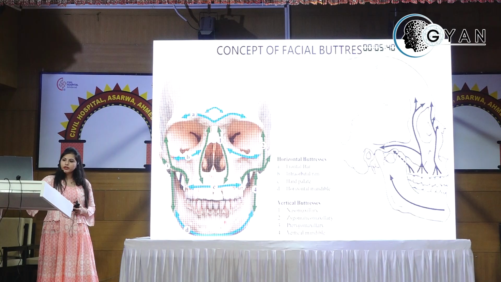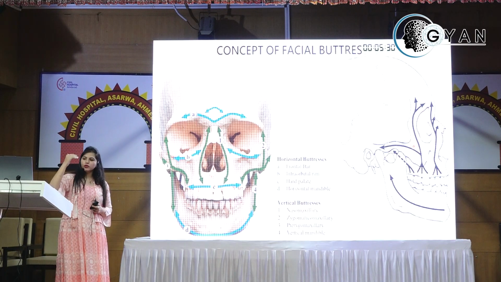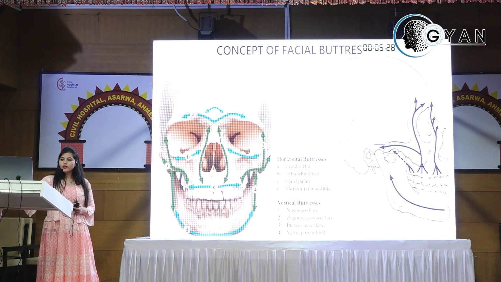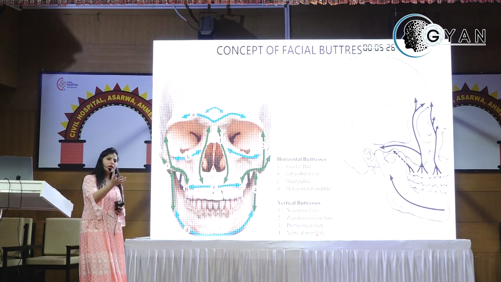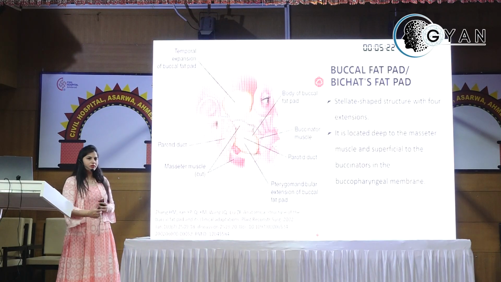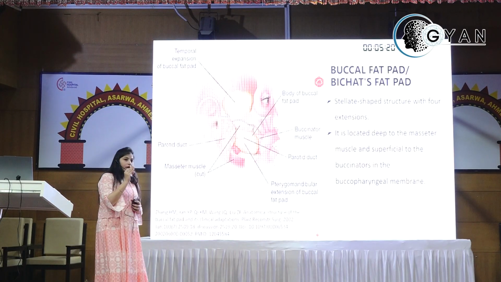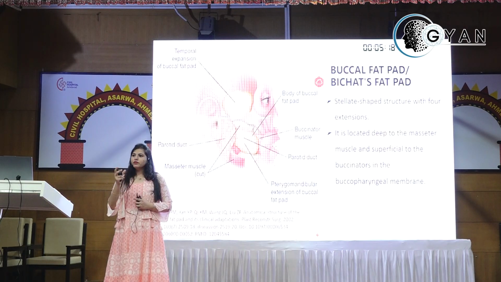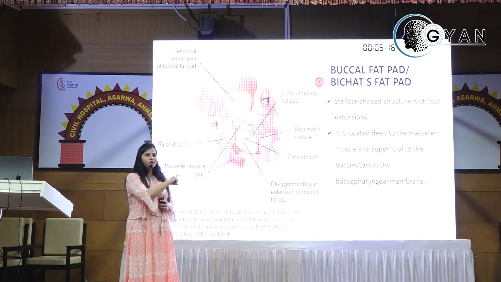When it comes to your vertical buttress, this is your nasomaxillary buttress. Then you have the zygomaticomaxillary buttress, which if you see it from the lateral side, is continuous with the arch also. And then you have the pterygoid buttress, and again the rim of the mandible forms one more buttress, but not including it here.